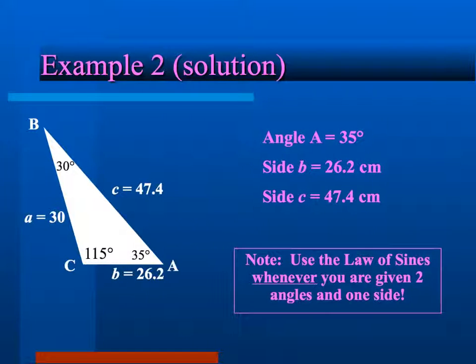So this slide just summarizes the values that we found. The next slide just talks about a couple of extra links if you need some additional information. The two examples that we looked at here were very clear indications of using the law of sines and being able to find the missing pieces.